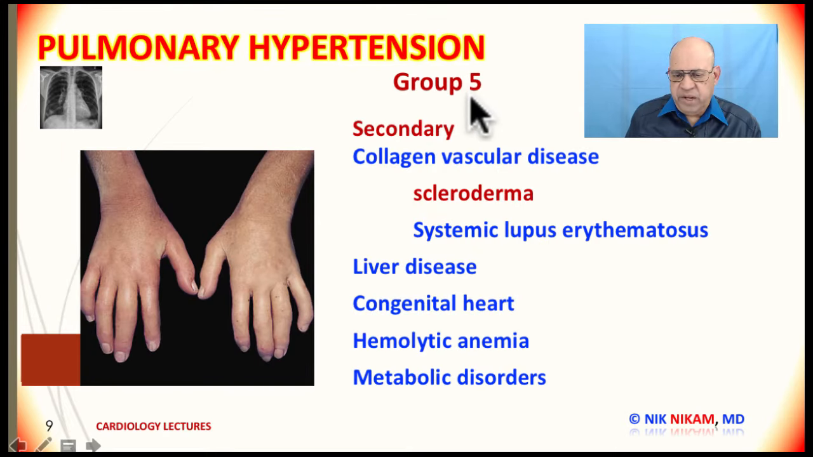Group 5 is the secondary type of pulmonary hypertension related to collagen vascular diseases such as scleroderma, systemic lupus erythematosus. It can also be related to liver disease, congenital heart disease, hemolytic anemia, and metabolic disorders.